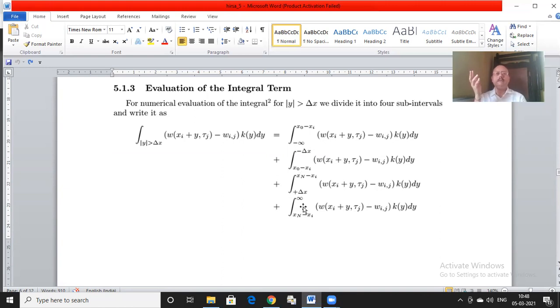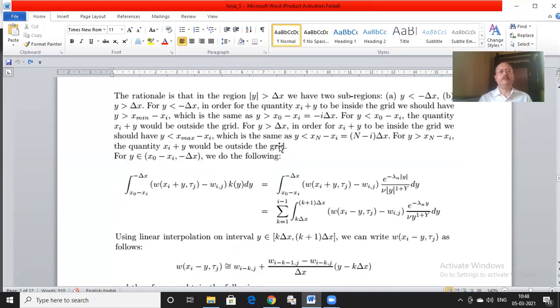When we are evaluating these integrals, we will be using boundary conditions. We will see. So there are 4 terms, and we will discuss how to evaluate them one by one.